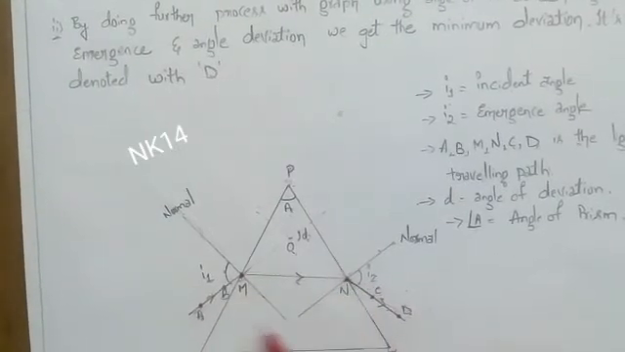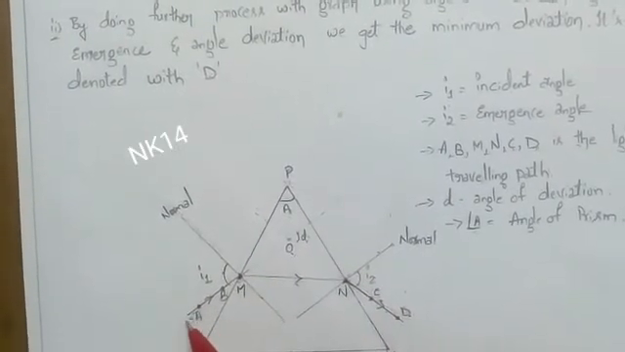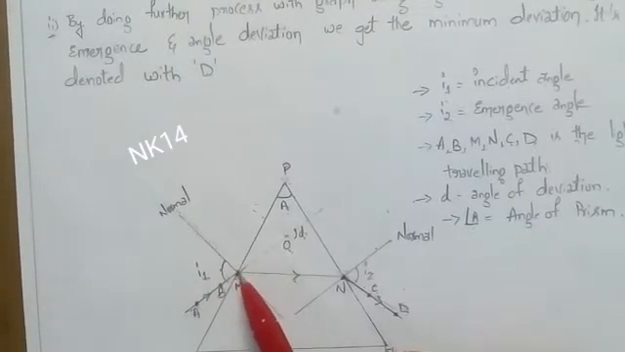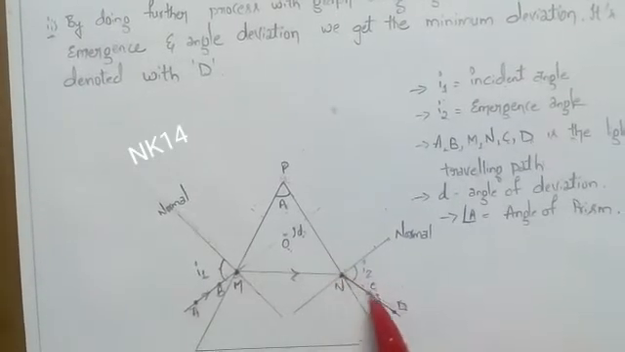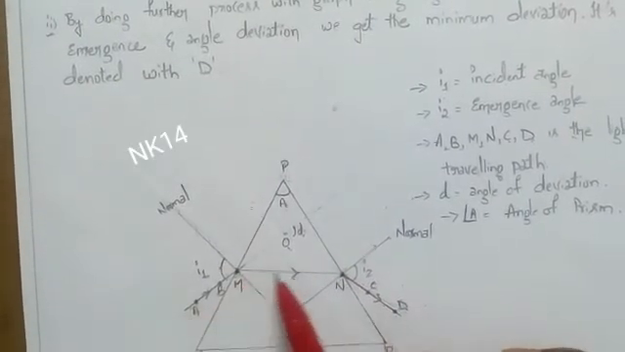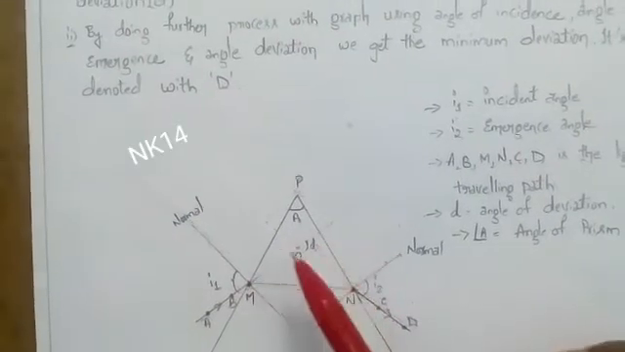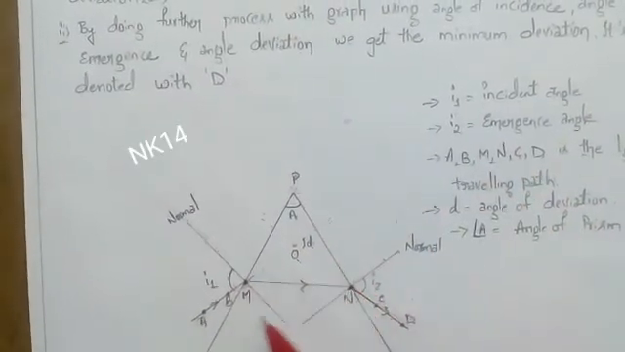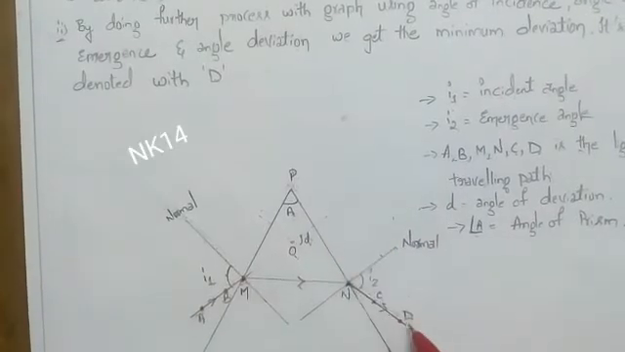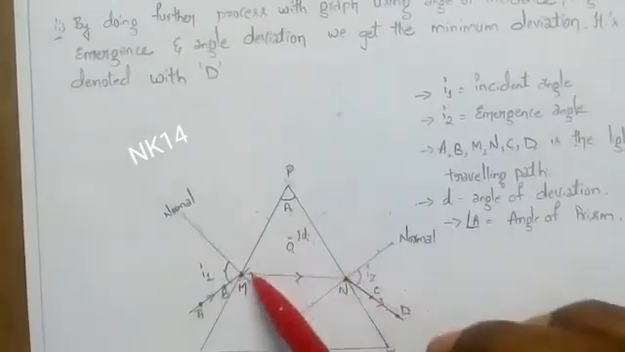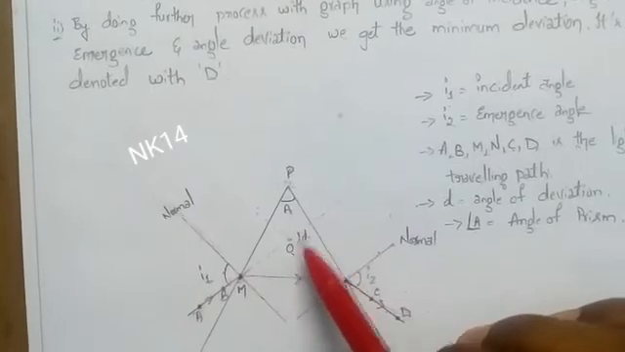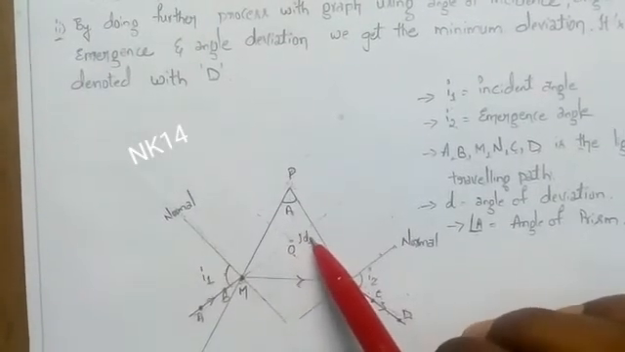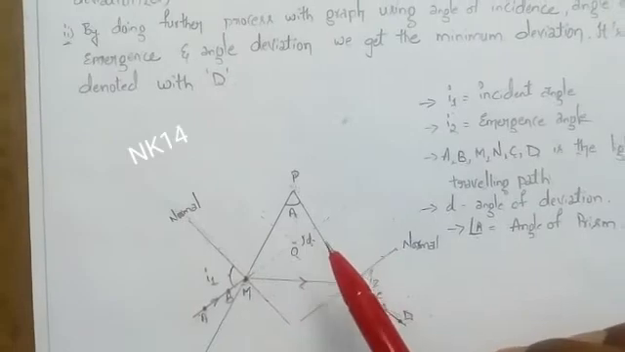After joining M and N, we get the path of the light. Due to refraction in the prism, it travels from M to N with some deviation. Next, after N, it passes to C and D. This is the path of the light. Next, we find the angle of deviation: we extend the incident ray and the emergent ray, and after extending both, they meet at O. Next, the exterior angle at the meeting of these rays is taken as small d, and this is the angle of deviation.